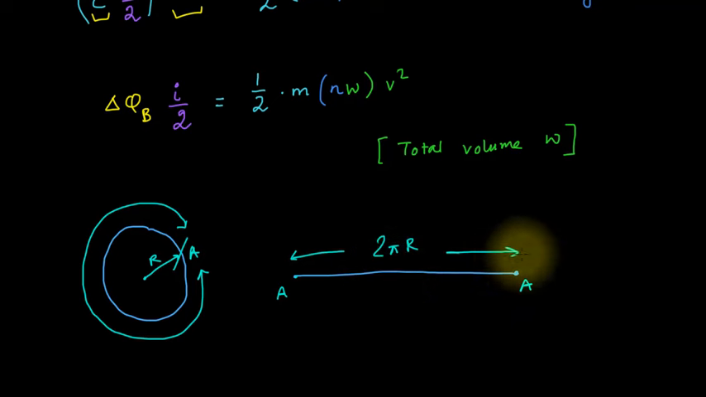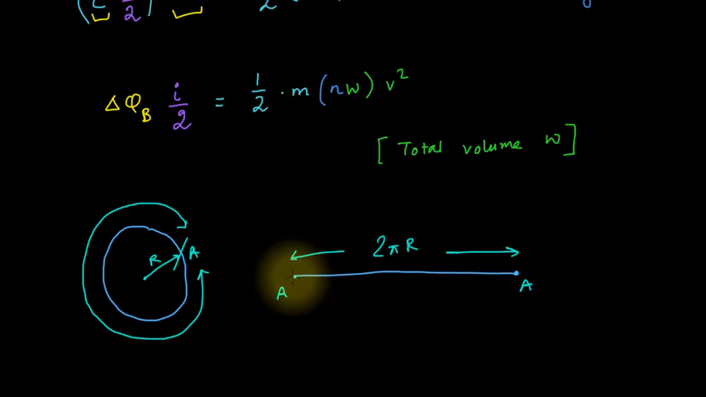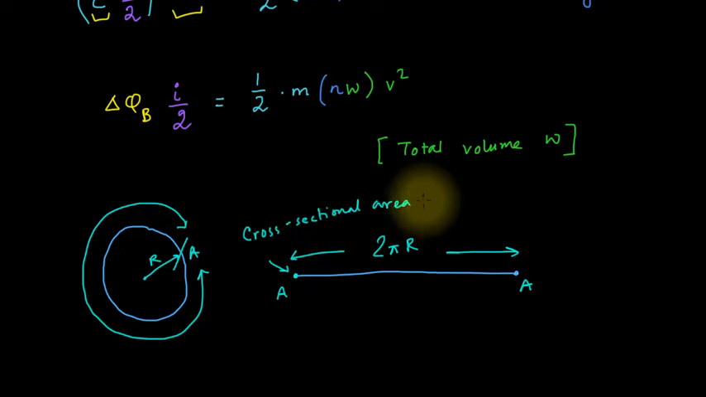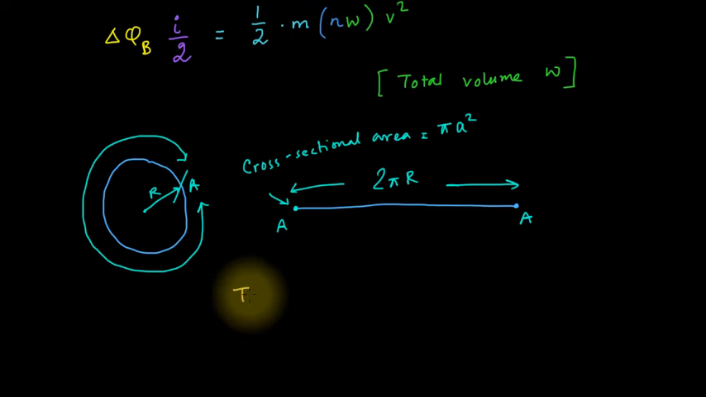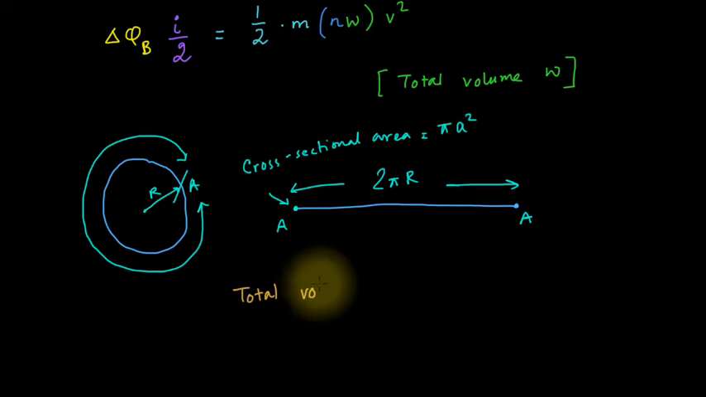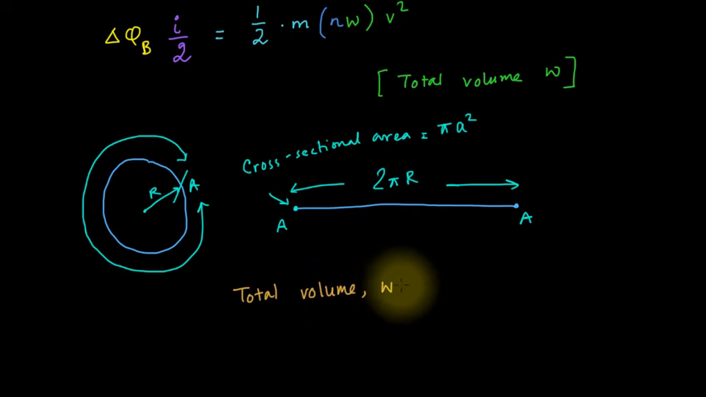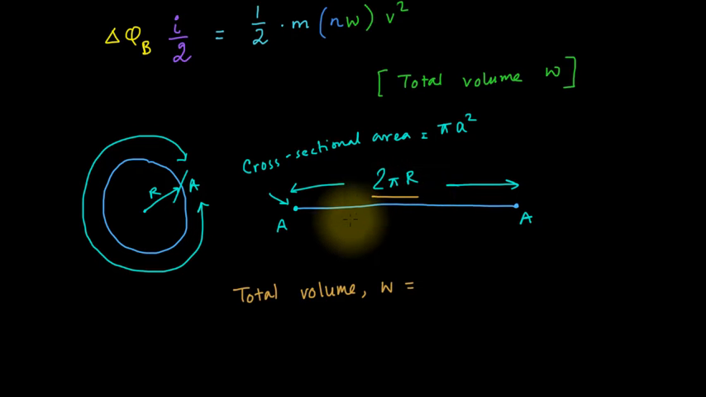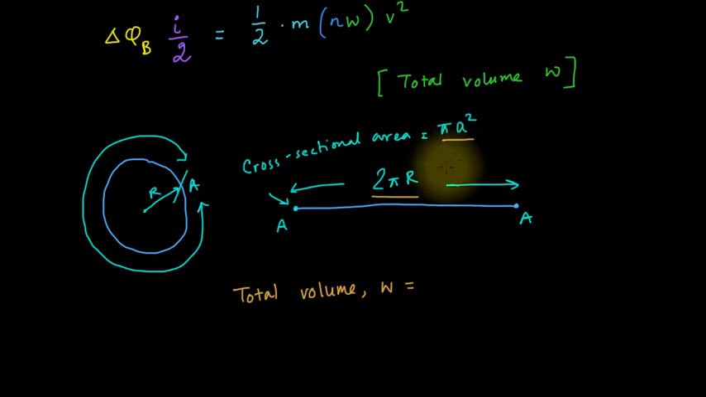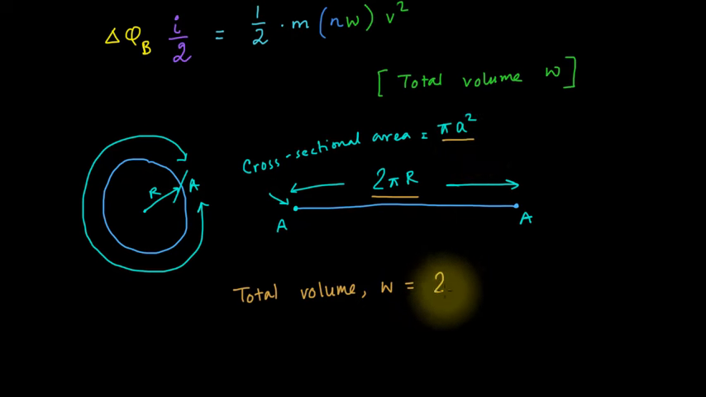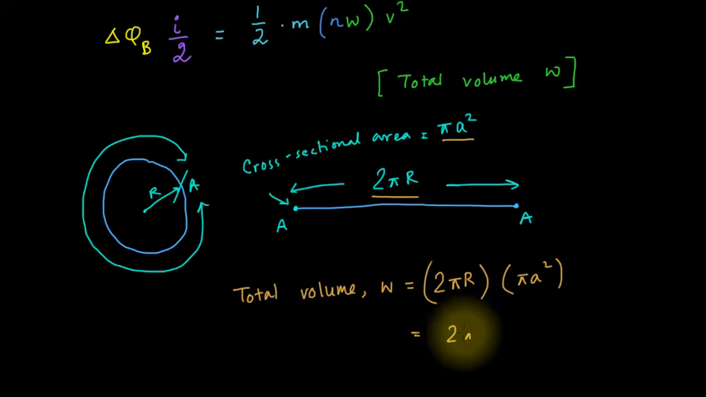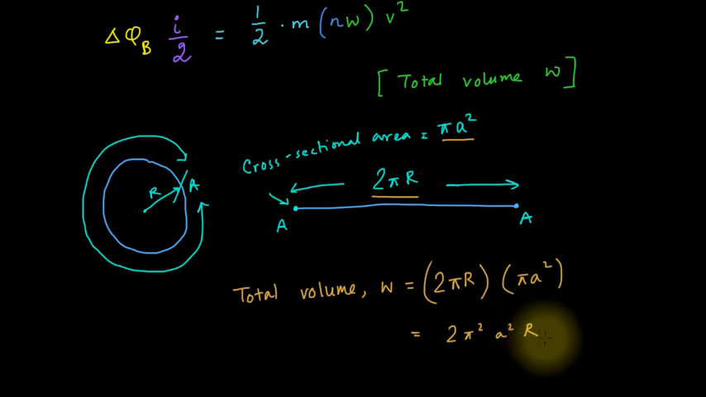And we are given that the radius of this wire is a. So that means the cross-sectional area here is pi a squared. So we have now that the total volume W is equal to, so we can consider this as a cylinder that has height twice pi r and cross-sectional area pi a squared. So we just have the total volume is twice pi r into pi a squared, which is equal to twice pi squared a squared into r.